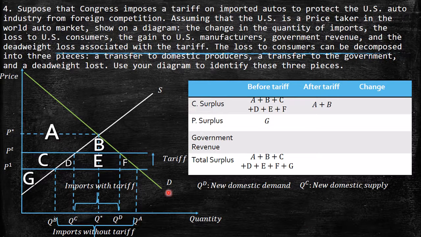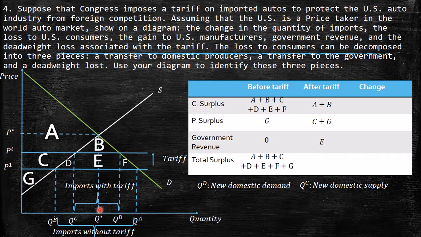So the total surplus was all this big triangle plus G. Now after the tariff, the consumers have to pay PT instead of P1. So they will have this consumer surplus, A plus B. The producer surplus is naturally going to be bigger, because this is the objective of the tariff policy. They produce at this point QC, so they will have C plus G instead of just G. What about the government revenue?